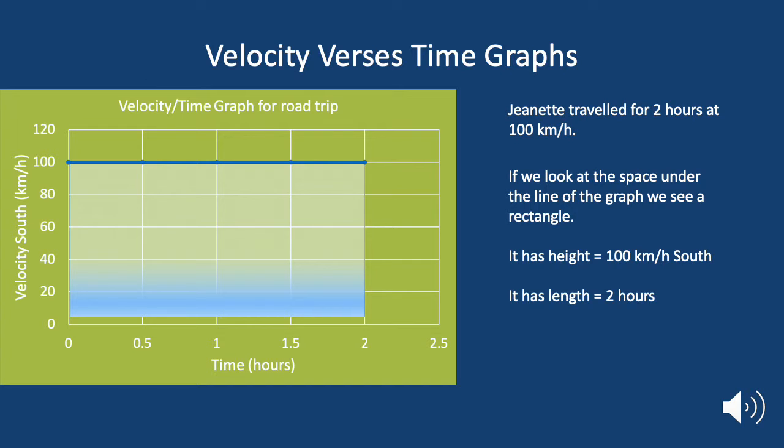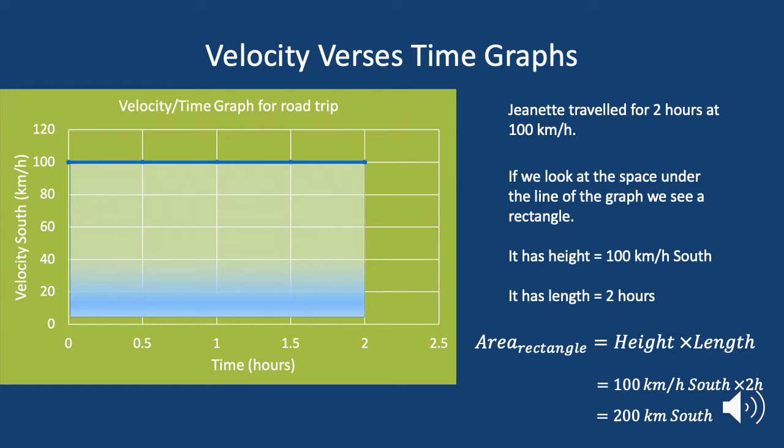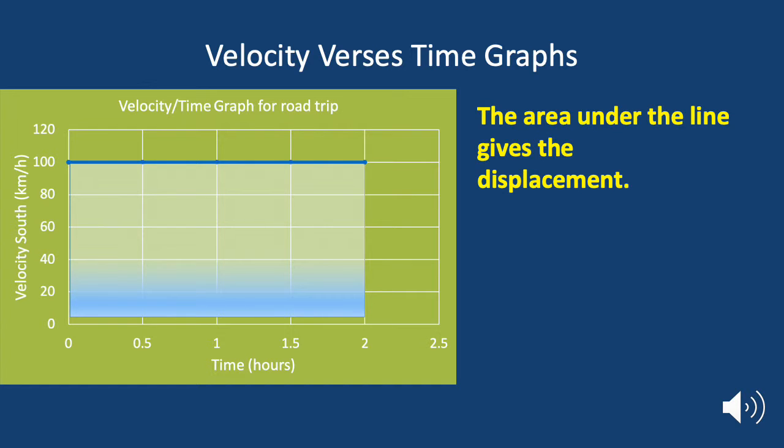And of course, we see this rectangle and we can figure out the area of a rectangle, because the area of the rectangle is equal to the height times by the length. And as we go through and we figure that out, it's 100 kilometers an hour south times by 2 hours. We end up with 200 kilometers south. The hours cancel out, leaving us with 200 kilometers south. So from this, we see that the line produces a rectangle, and the area of the rectangle is the displacement. So the area under the line of a velocity versus time graph gives us the displacement of the body over that time.